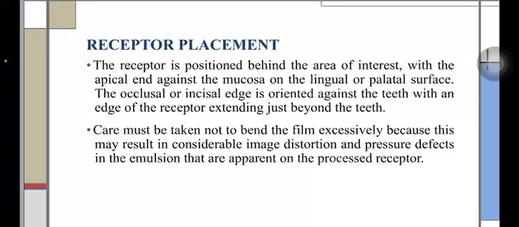Receptor placement. The receptor is positioned behind the area of interest with the apical end against the mucosa on the lingual or palatal surface. The occlusal or incisal edge is oriented against the teeth with an edge of the receptor extending beyond the teeth so that we get the full image of the teeth. Care must be taken not to bend the film excessively.